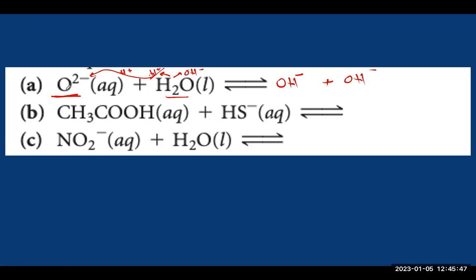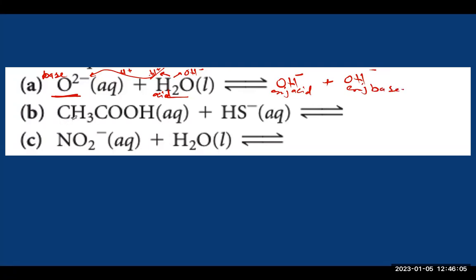So again, we need to classify them. O2 minus is just taking the proton, so this will be a base, and H2O will be an acid. Okay, so OH minus will be a conjugate base, and this will be a conjugate acid.